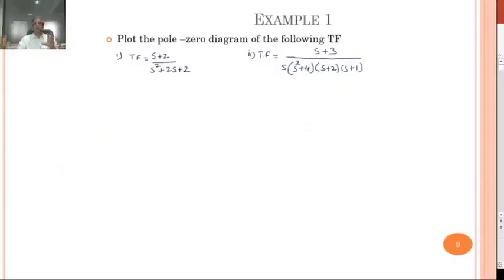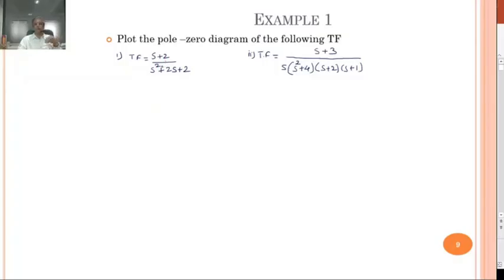Now this is example 1, and in this example we have to plot the pole-zero diagram of this given transfer function. As we know, S is the complex plane. Along the x-axis the convergence factor is there, and that is denoted by sigma. Along the y-axis the imaginary part, that is j omega, is there.